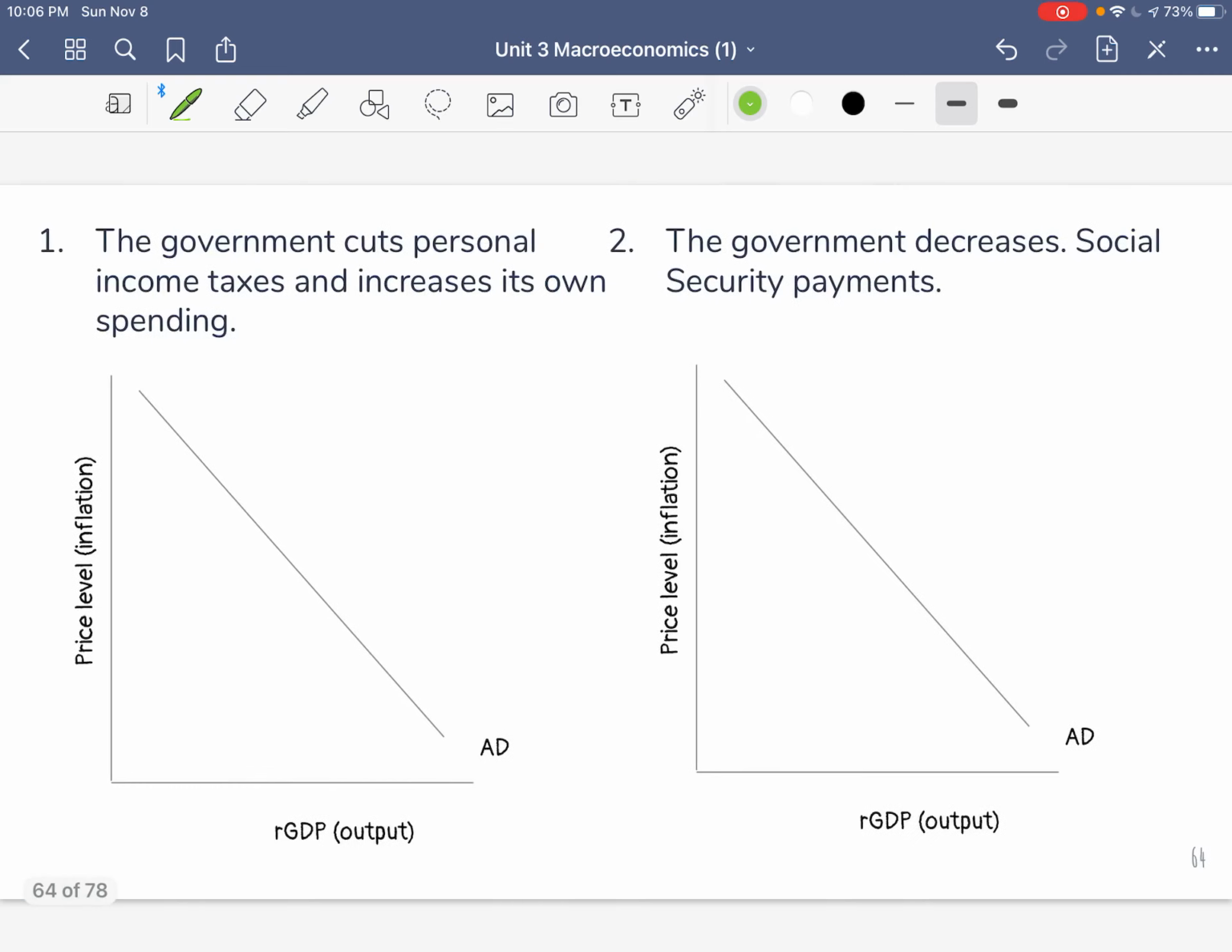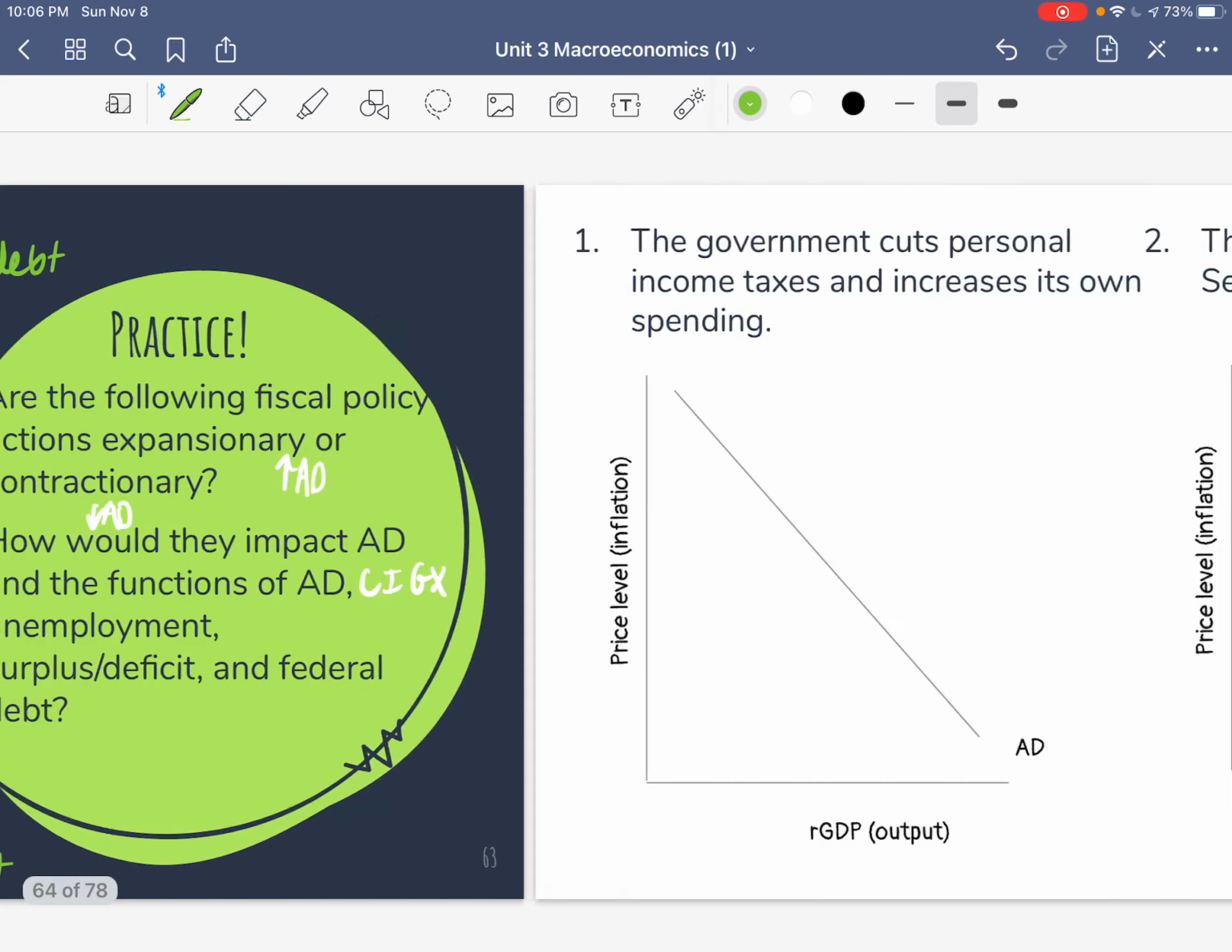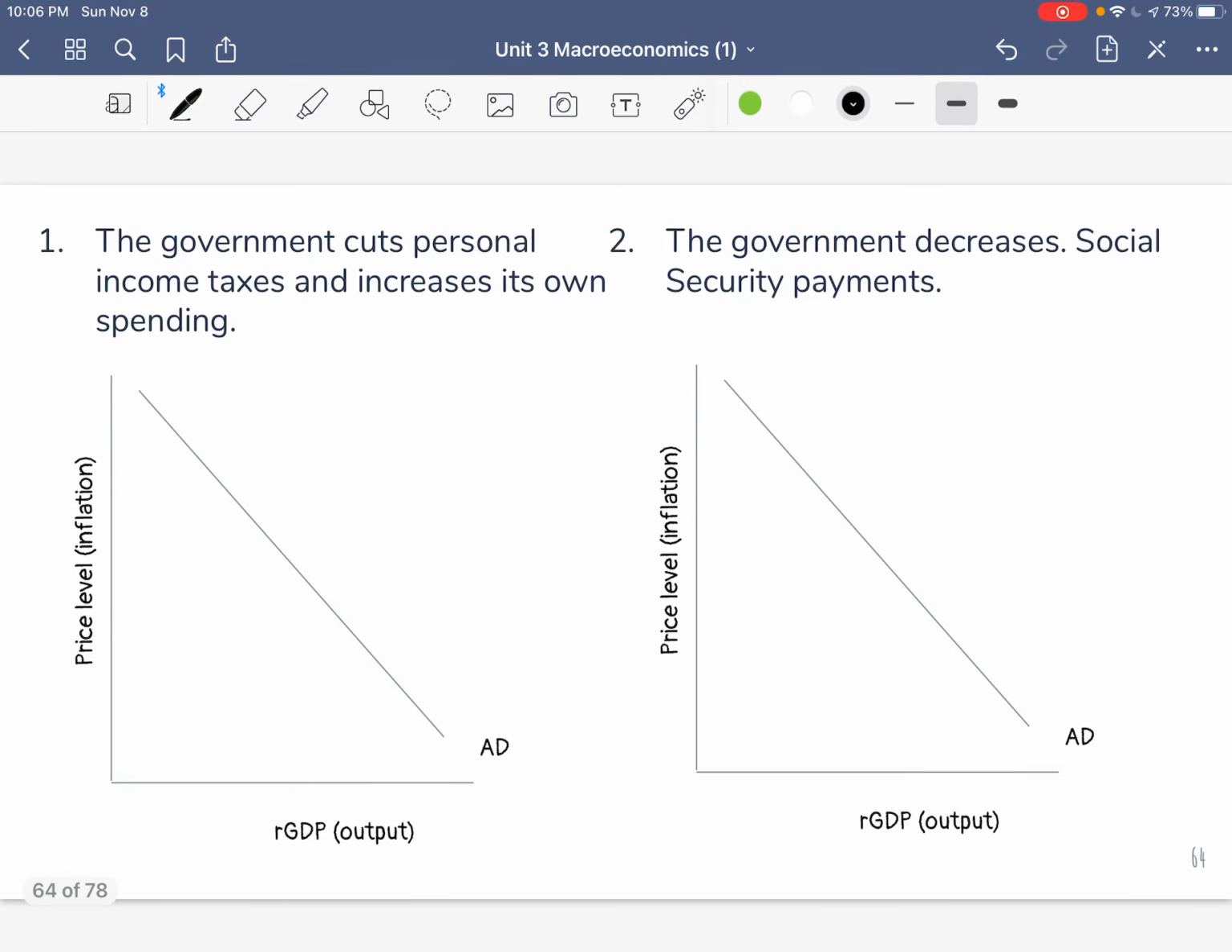All right. So let's graph them real quick. I know we explained everything over here, but let's go ahead and graph what those things might look like. So the government cuts personal income taxes and increases its own spending. Let's just very quickly review what we already said about this. We won't write it all out.